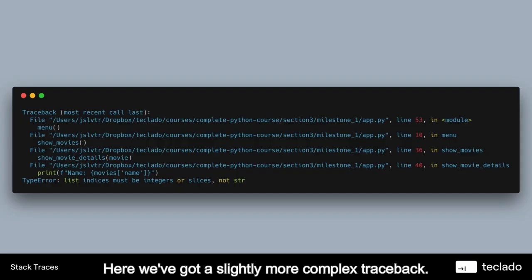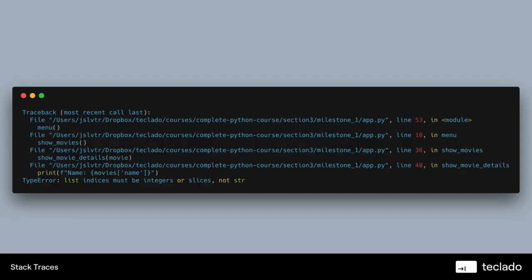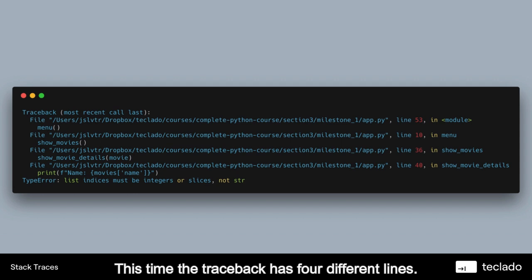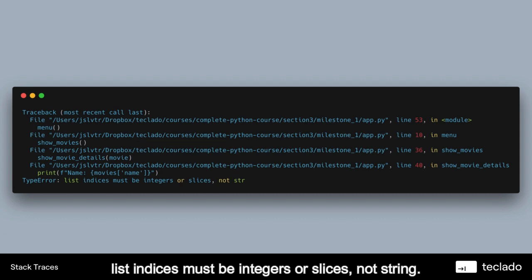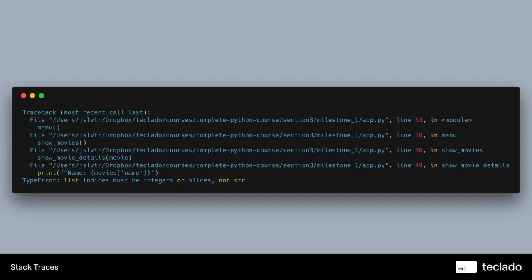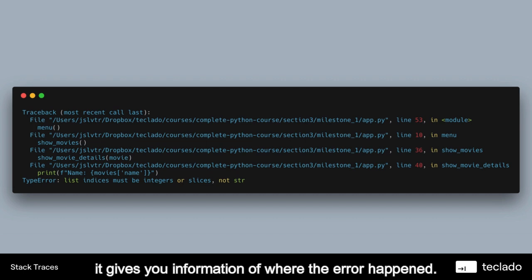Here we've got a slightly more complex traceback. This time the traceback has 4 different lines. Now it's really important that at the very bottom of the traceback, you're still getting the same thing that you got in the previous traceback. You've got the name, which in this case is a type error. And then you've got a small description, and it says list indices must be integers or slices, not string. And then as you go up, it gives you information of where the error happened.